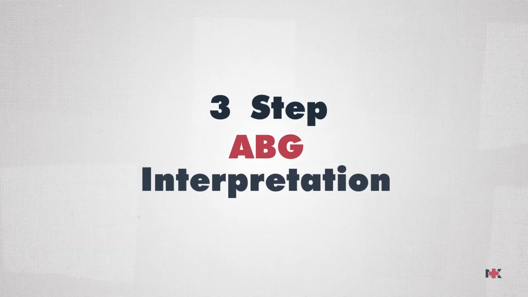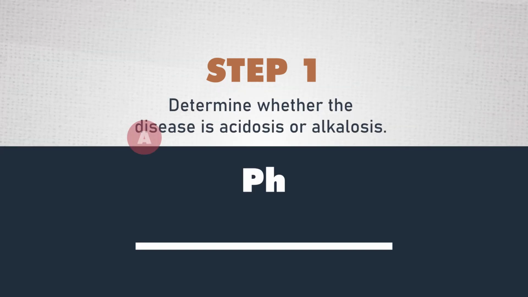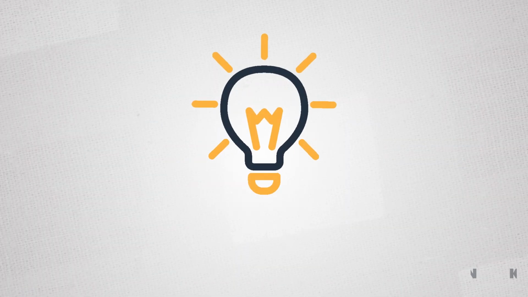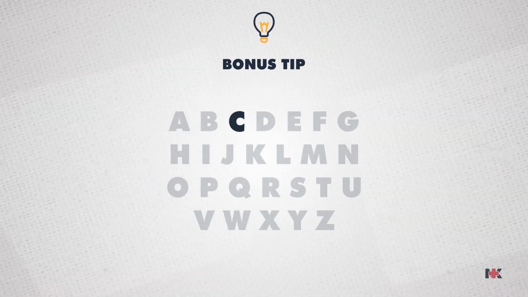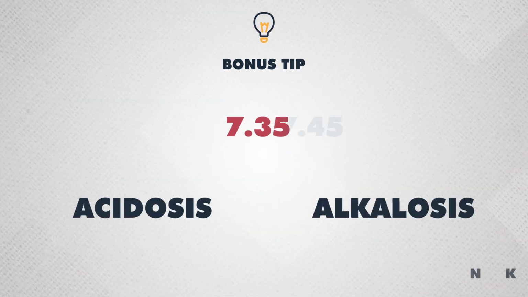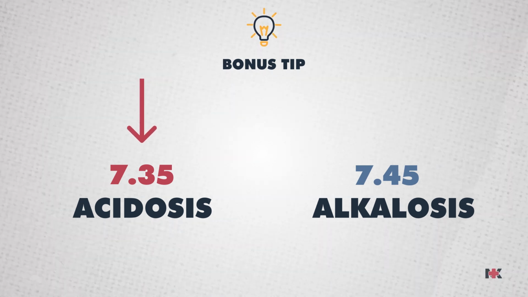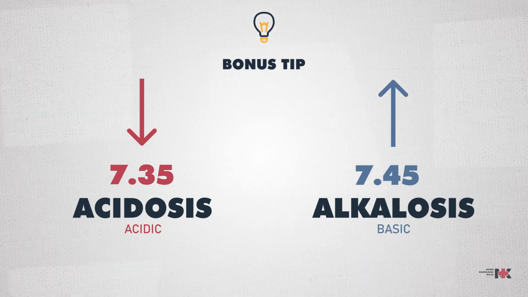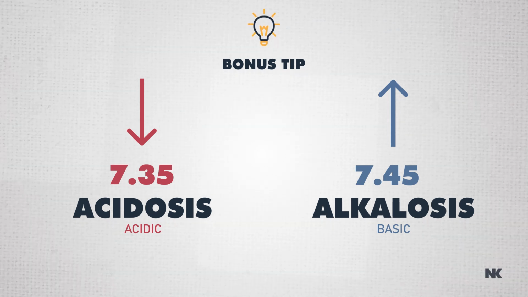Let us talk about the actual three-step ABG interpretation. The first thing is to determine whether the disease is acidosis or alkalosis, using the pH scale, which is the keystone to understanding ABGs. A good tip that I use to remember acidosis and alkalosis is thinking of the alphabet. C comes before L, just like 7.35 comes before 7.45. If the pH is less than 7.35, it is acidosis. If it is above 7.45, it is alkalosis. That's the only thing you have to remember. Just pay attention to the pH.